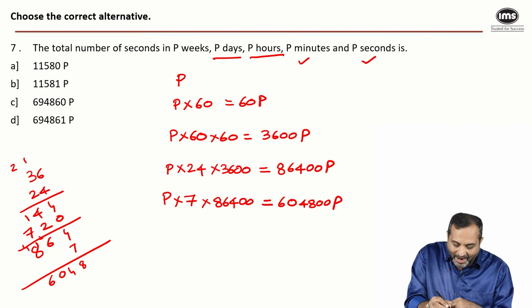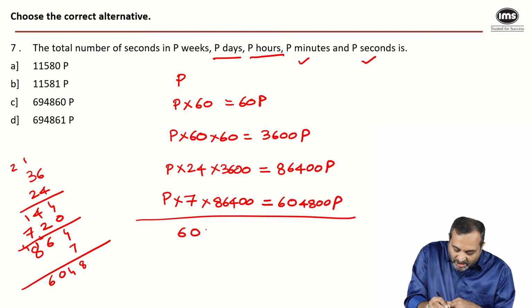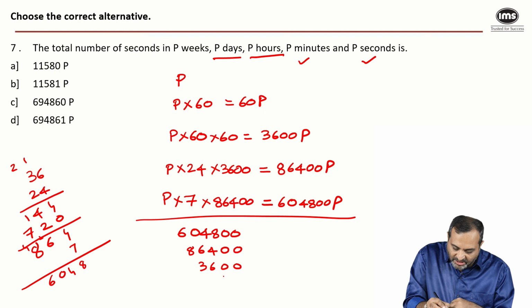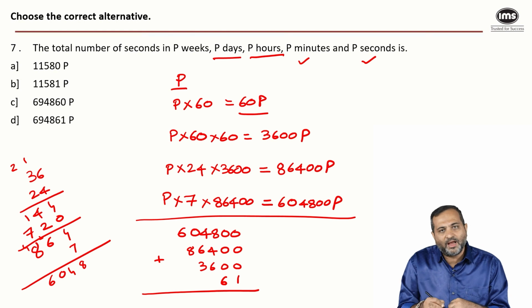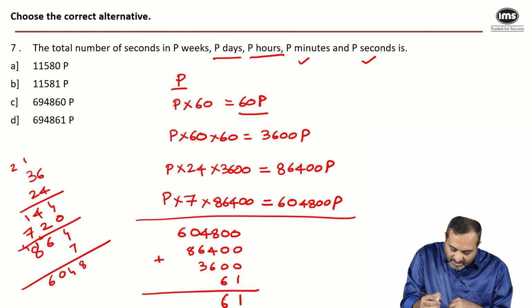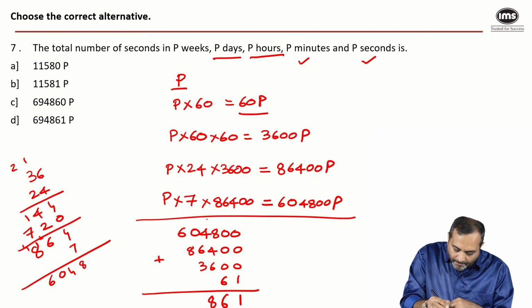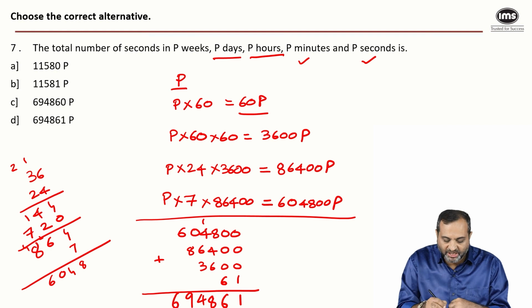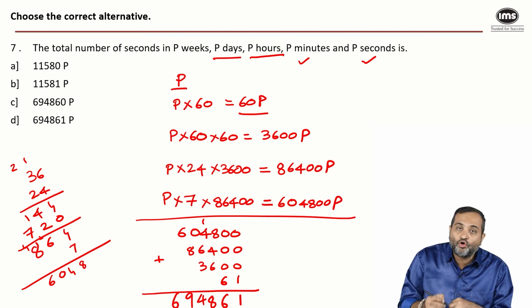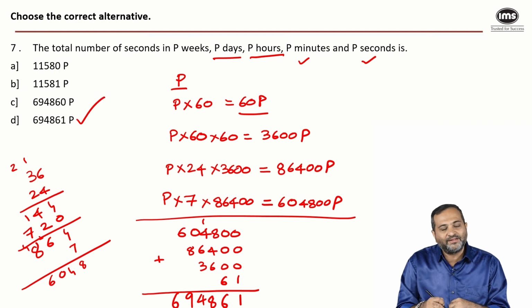So what am I supposed to add? I am supposed to add 604800p plus 86400 plus 3600 plus 60 and this 1 will make it a 61. So let's simply add this up and you will get the answer. So 1, 6, 10, 18, 10, 11, 14, 9, 6. So 694861. I can see that is option D and that is my answer.